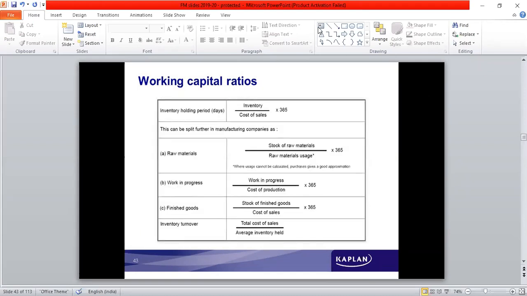The other ones, inventory holding period and inventory turnover ratio, are calculated as cost of sales by inventory. Now, when that goes to the numerator, it reverses.